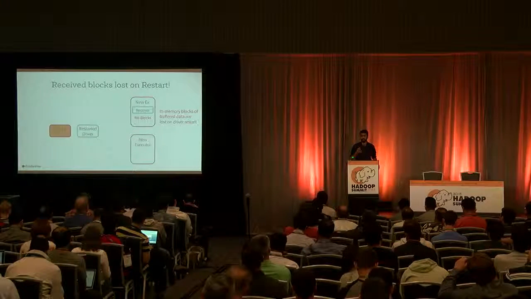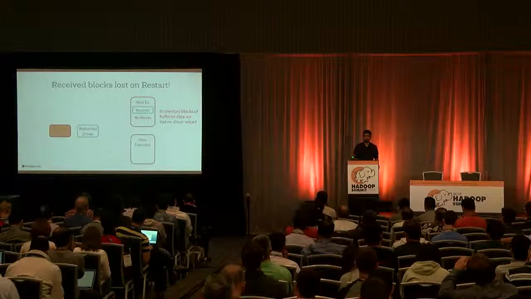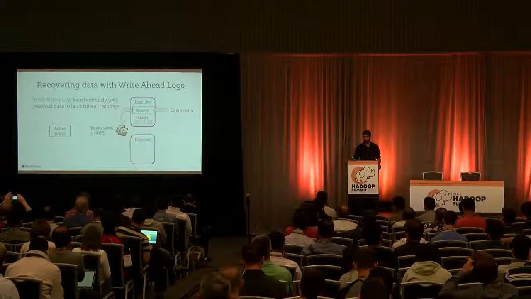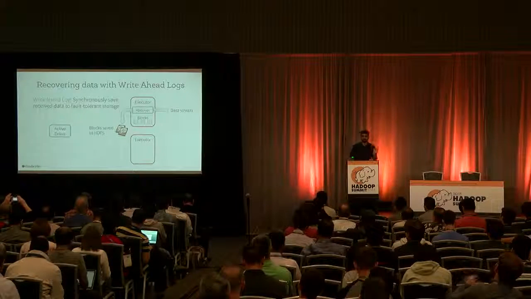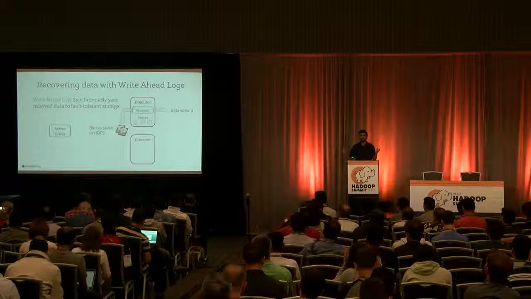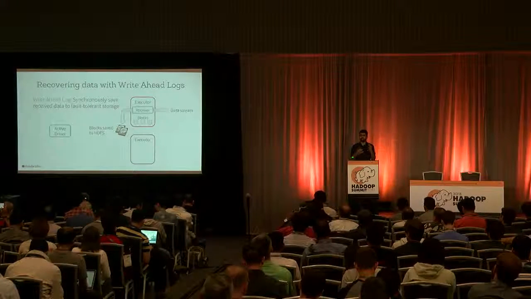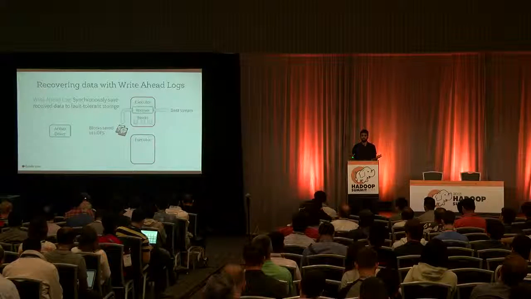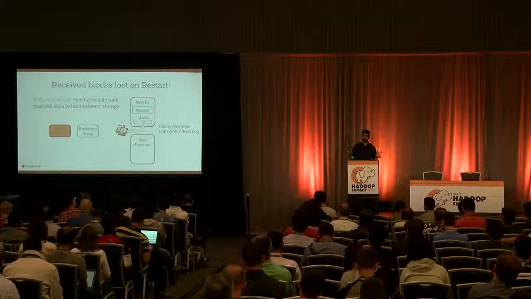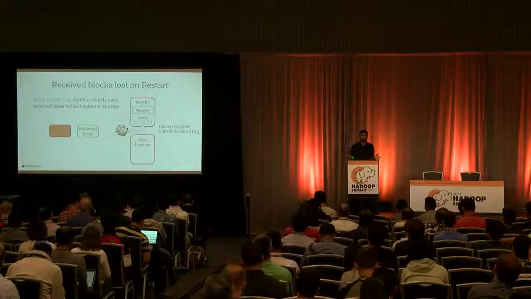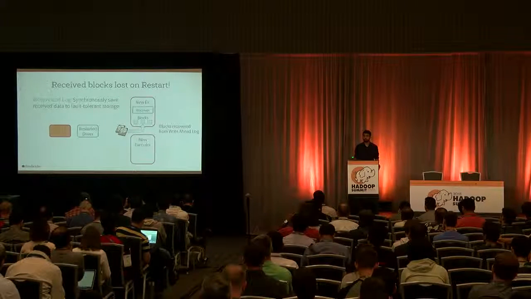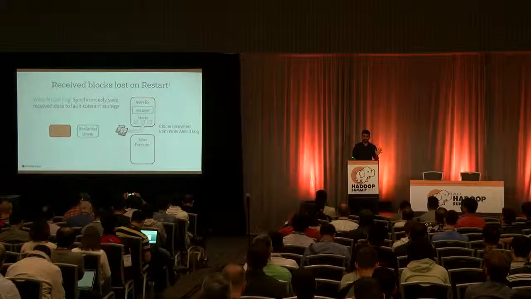We don't want that. We want to recover that data as well. So to do that, we have this second mechanism called write-ahead logs. The idea is pretty simple. It's called write-ahead logs, or journals, and the idea is very simple: all the data that the receiver is receiving is synchronously saved to a fault-tolerant storage as well, so that when the driver is restarted, it can read back those same block information and continue processing without losing any data. That's the idea behind write-ahead logs.